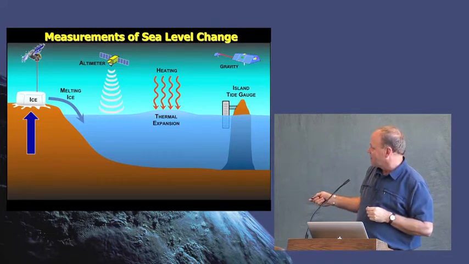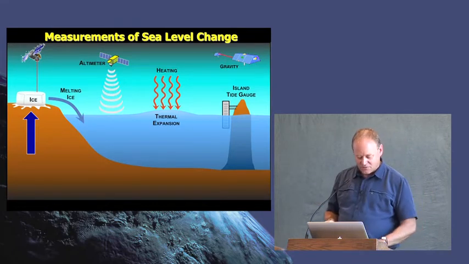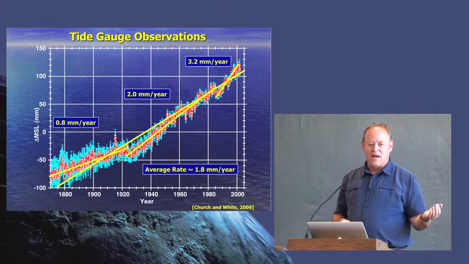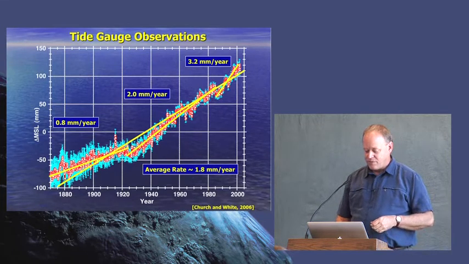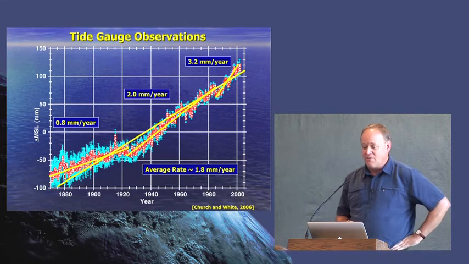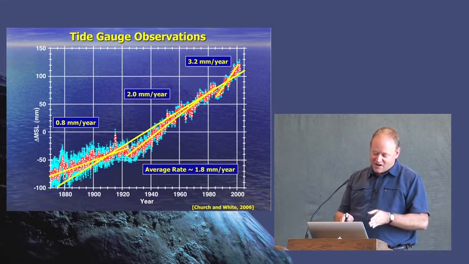So let's talk a little bit about tide gauge measurements, then I'll get into altimetry, and then I'll talk a little bit about these satellite gravity observations and tell you how that works. So tide gauge data, this is our link back to the past. Over the last 100 years, we've seen about 1.8 millimeters per year of sea level rise on average.